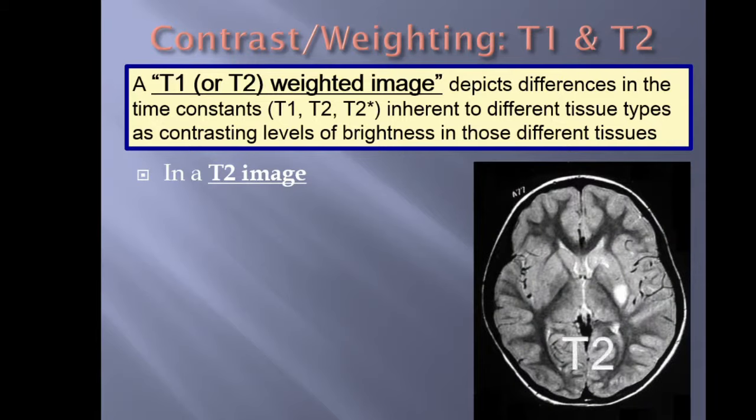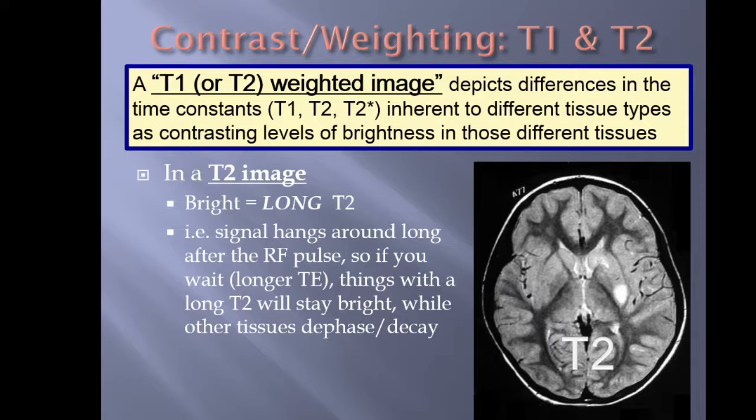Think about T2. In a T2 image, bright things have a long T2 time. Okay, this used to trip me up a lot too, because in a T1, it's the opposite. It's with a short T1. Well, it's because T1 describes growth of longitudinal magnetization and T2 describes decay of transverse magnetization. That's why they're the opposite. So thinking about this on its own, something with a long T2 means the transverse signal is going to hang around for a long time.